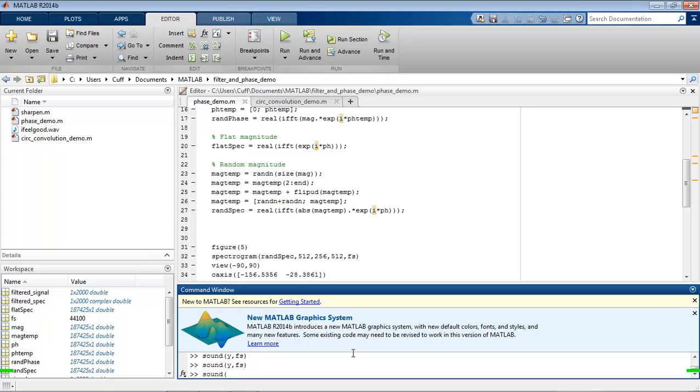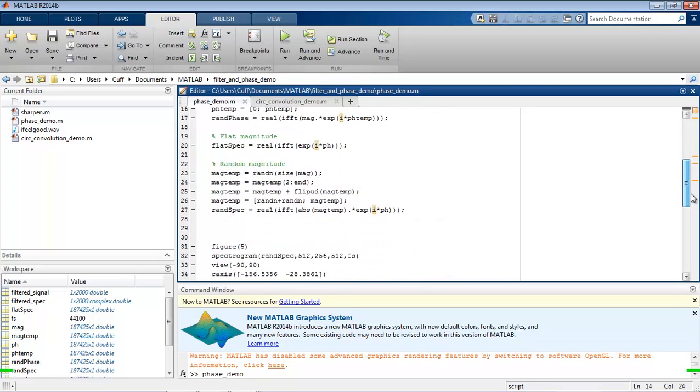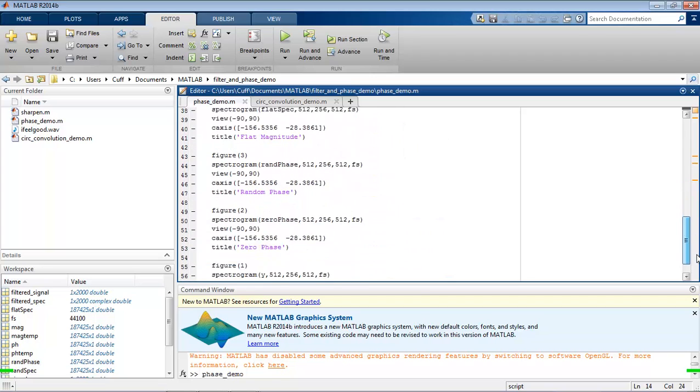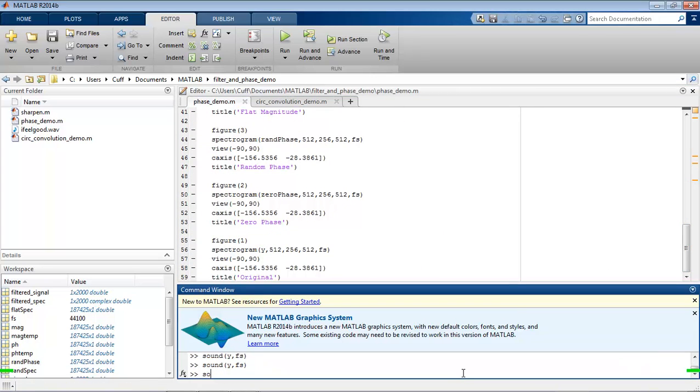What do I call it? Call it 0 phase, rand phase. Okay, there we go. Let's do 0 phase. Oh, I think it's that I scaled it. I need to turn the scaling off.